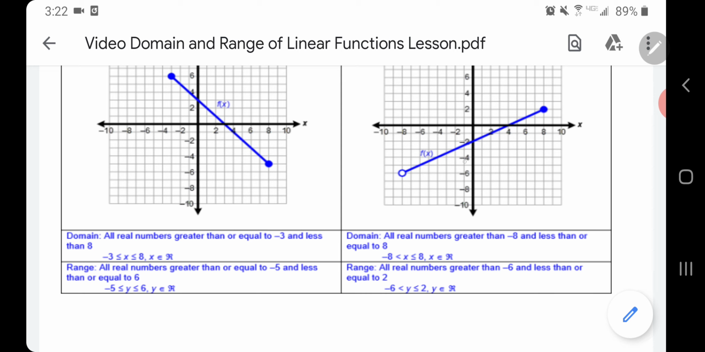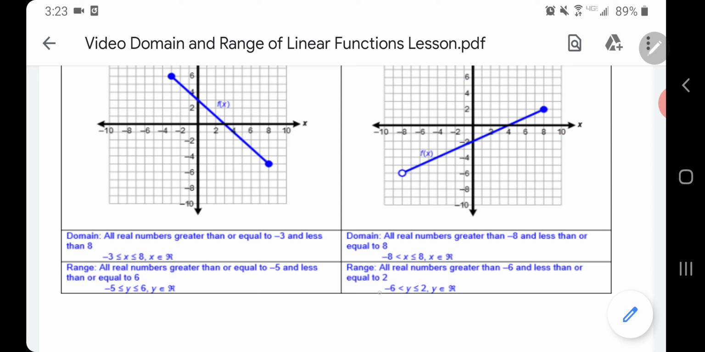Alright, my range goes up and down, so I'd like to find my furthest down point. Once again, it's over here where this open circle is at. And we see the first down we go is -6. Furthest up we go is at this very right point, and it's 2. And we can be 2, but not -6. So all real numbers greater than -6 and less than or equal to 2.